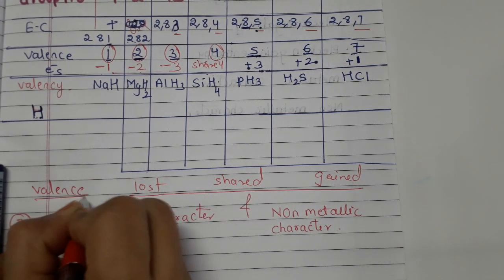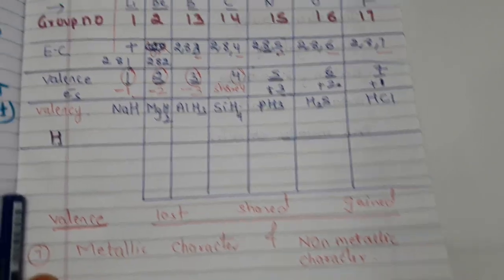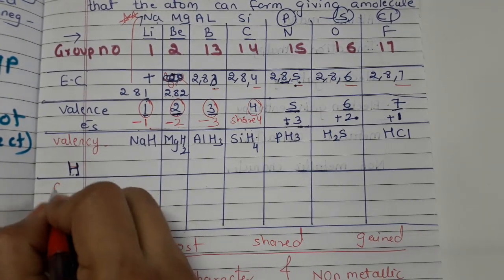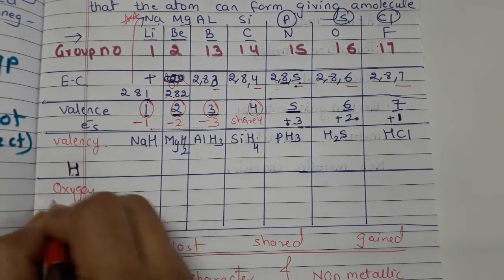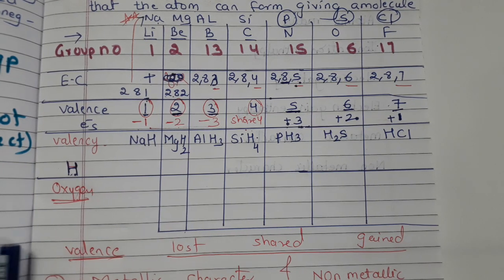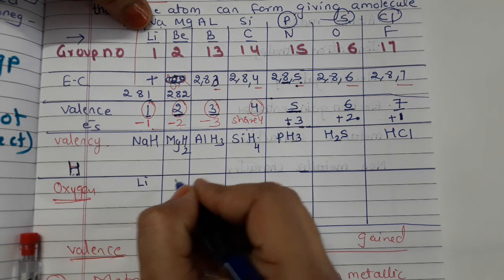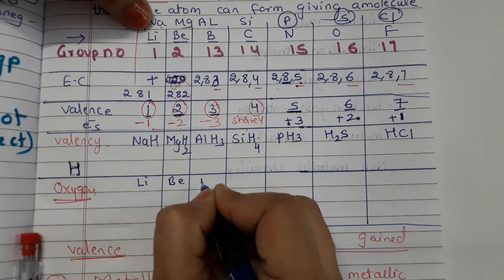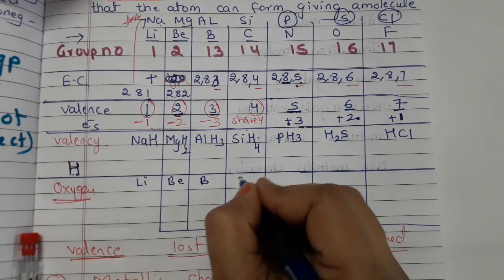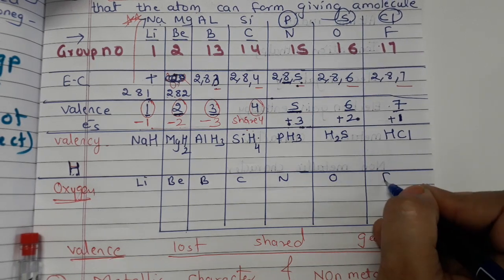That number is known as valence. Now, I'll just give one more example of oxygen, students. With oxygen, what will happen? Now, let us take the example of lithium. I'll write here lithium, beryllium, boron, carbon, nitrogen, oxygen and fluorine.